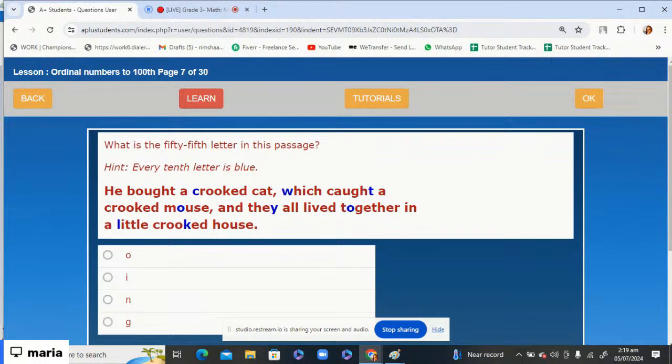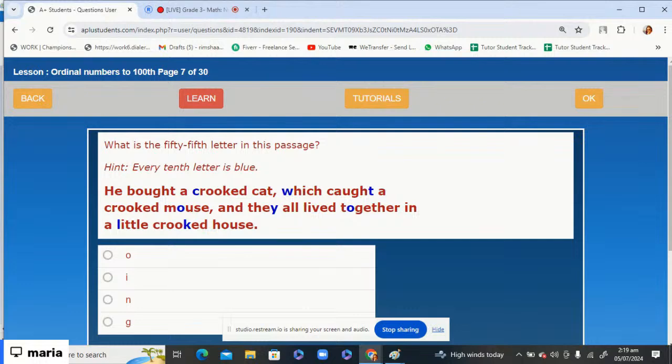So what is the 55th letter in this passage? Let's just count it. They are saying that every 10th letter is blue. So we can check it out. What is the 55th letter? It's 10, 20, 30, 40, and 50. Now for 55th, it's 1, 2, 3, 4, and 5. When I count it, it's I. Now you guys count it and then tell me what's the answer.